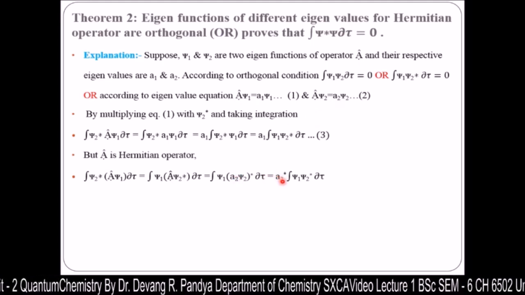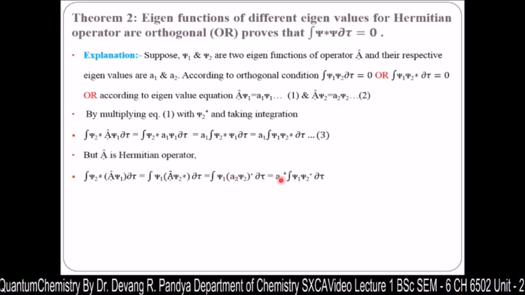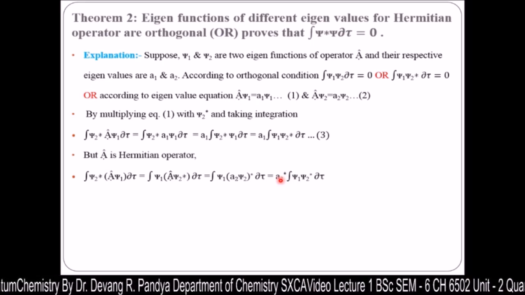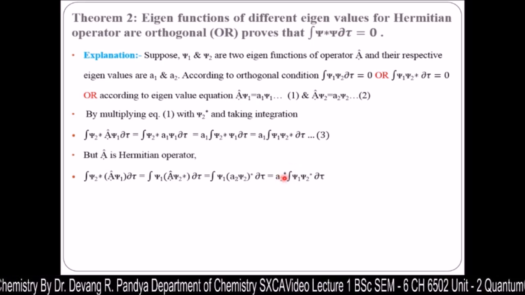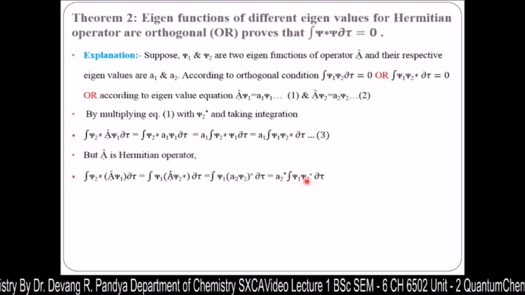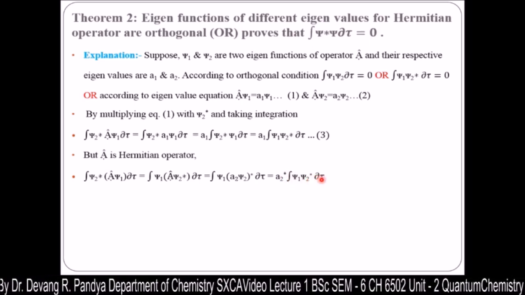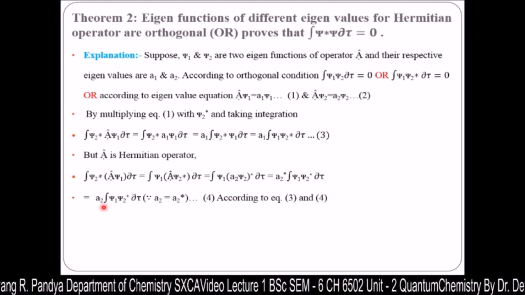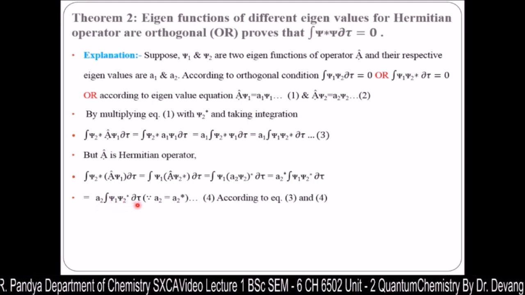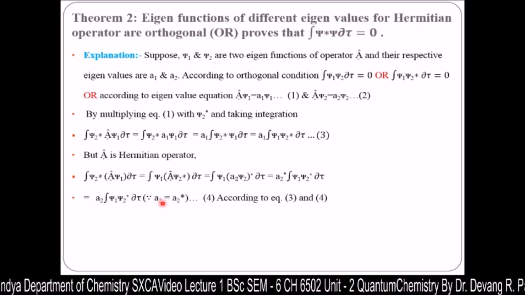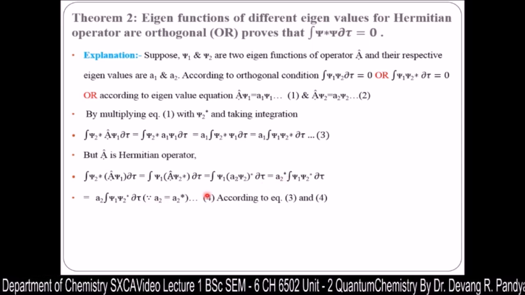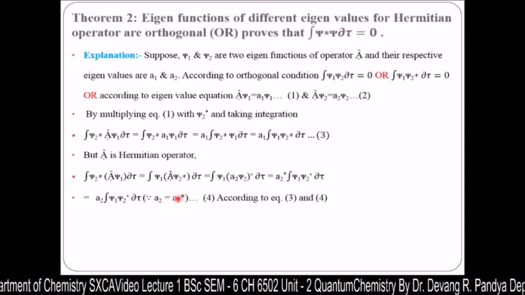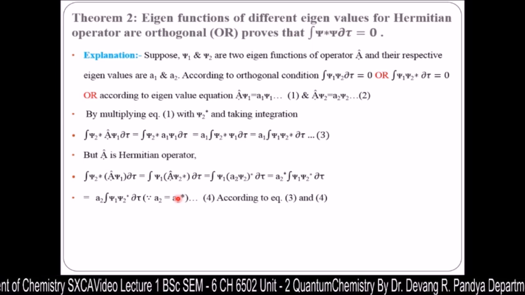We get A2 star because that is the eigenvalue and it is constant, so it is kept outside the integration. A2 star integration psi 1 psi 2 star d tau. So A2 integration psi 1 psi 2 star d tau. Therefore, A2 is equal to A2 star. That we have already proved in the earlier theorem.